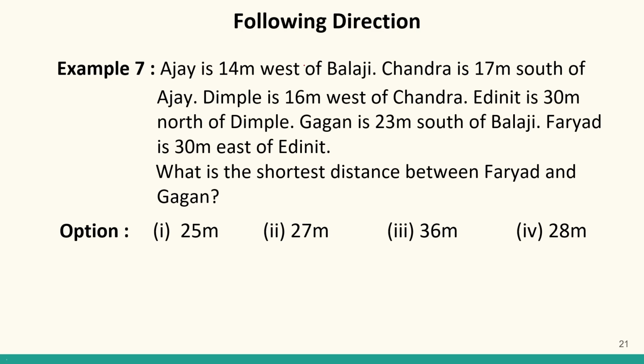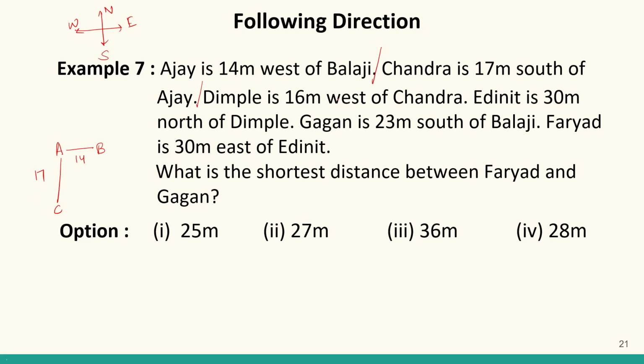Ajay is 14 meter west of Balaji. So we have Ajay. Let me draw it for your reference. Now, Ajay is 14 meter east of Balaji. Chandra is 17 meter south of Ajay.